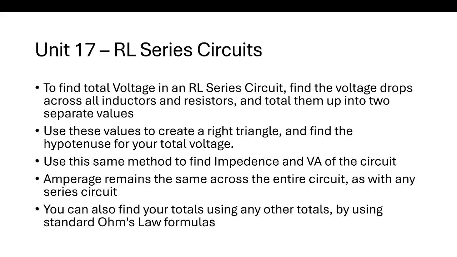So, to find the voltage in an RL series circuit, you find the voltage drops across all inductors and resistors and total them up into the total inductive voltage drops and resistive voltage drops. You then use these to create a triangle with them as your sides, and then you find your hypotenuse. You do a squared plus b squared equals c squared, or c equals the square root of a squared plus b squared. So, you guys should know how to do basic Pythagorean theorem at this point.